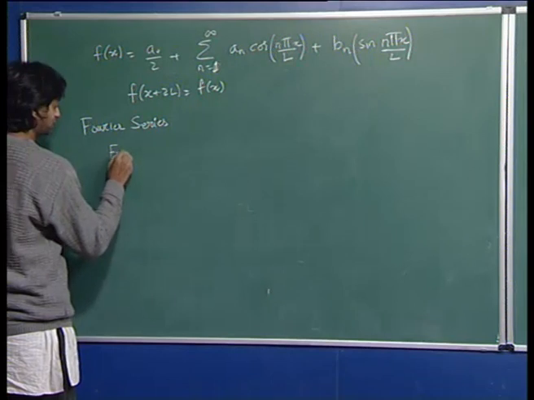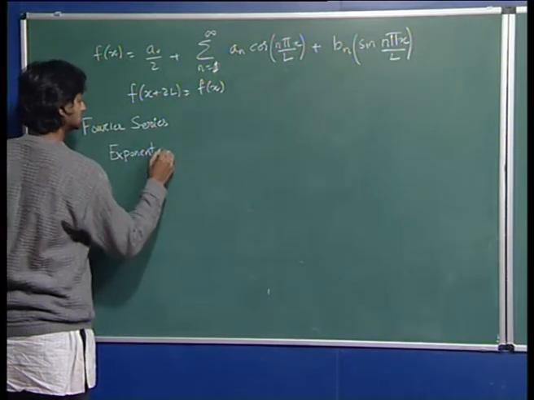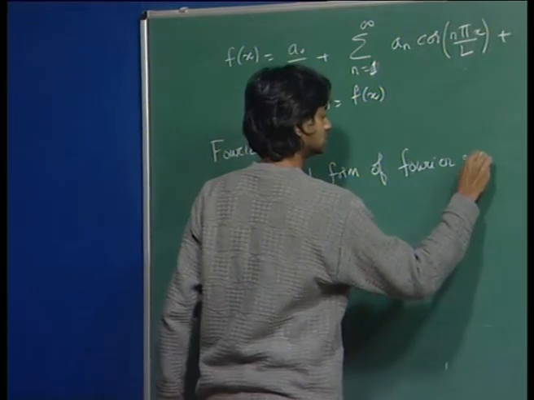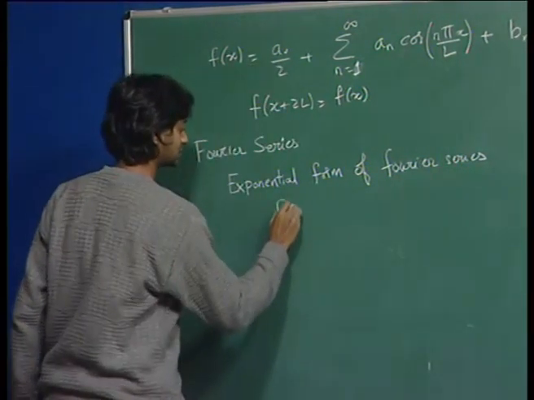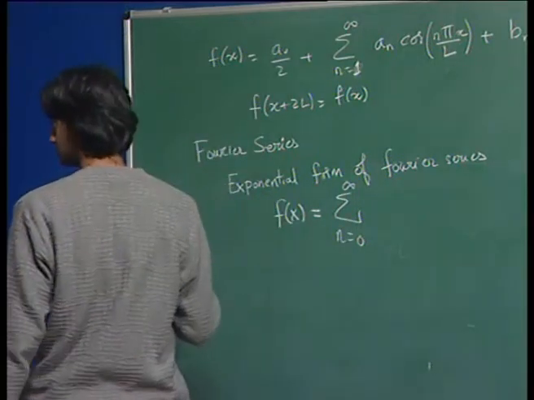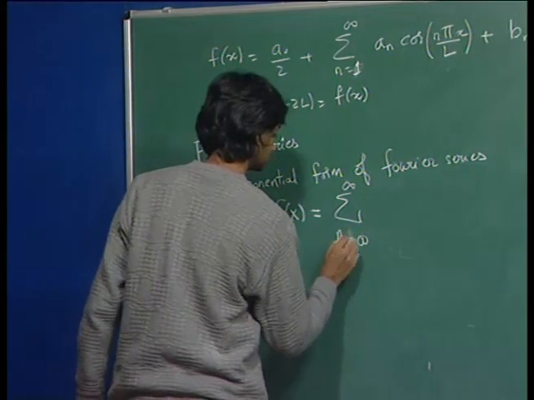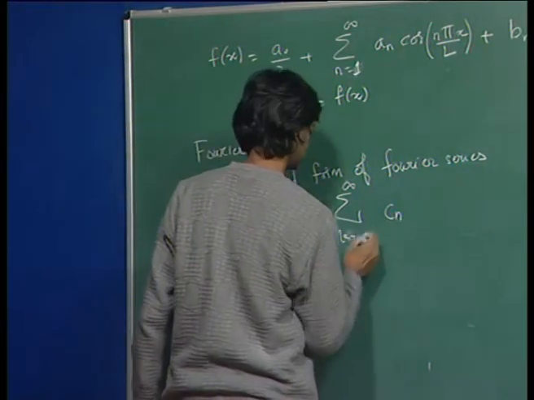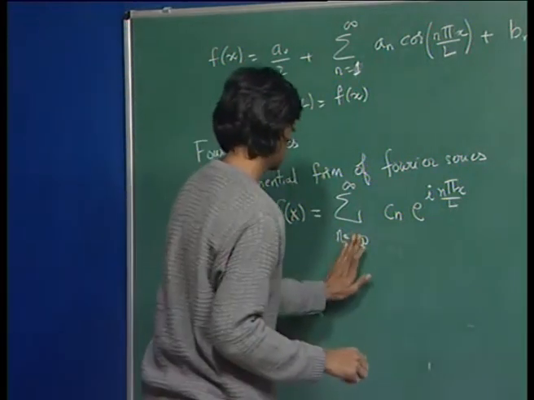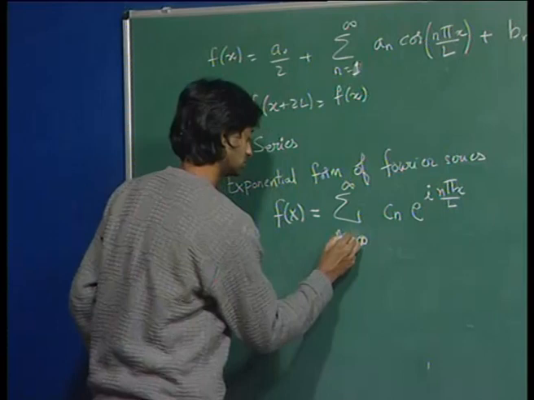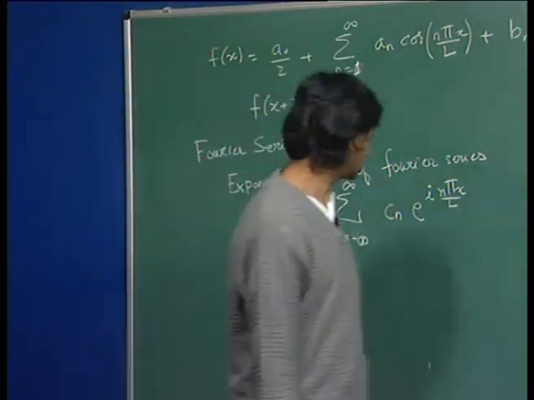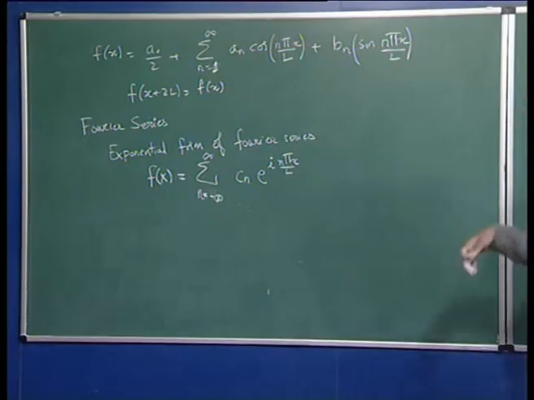the exponential form of Fourier series. So, in this you write f of x is equal to the sum over n equal to minus infinity to plus infinity of C_n e to the i n pi x over L. So, this is the exponential form of the Fourier series, and this does one thing.